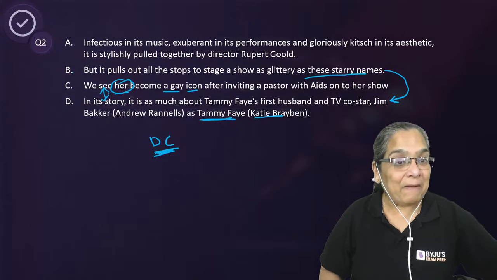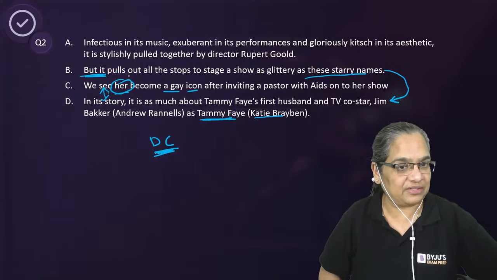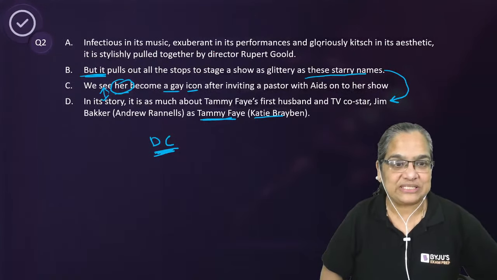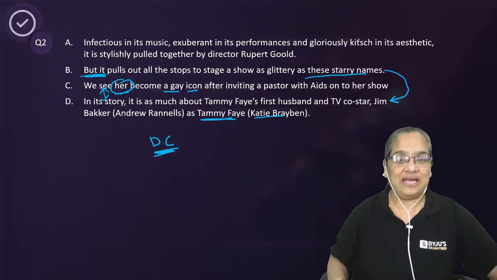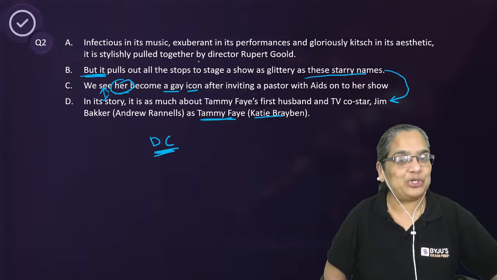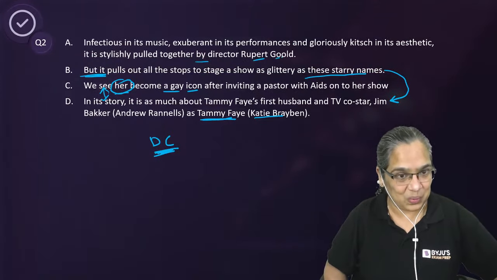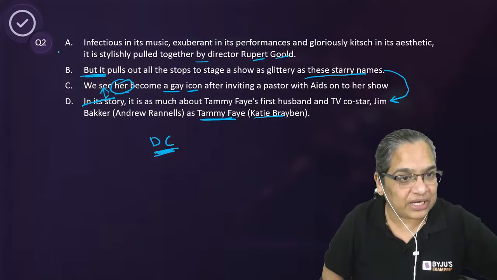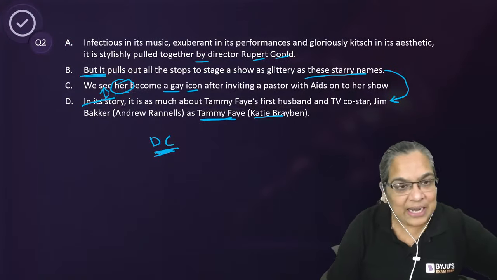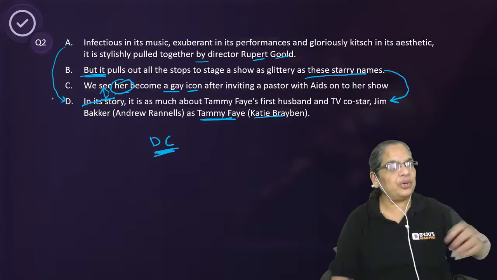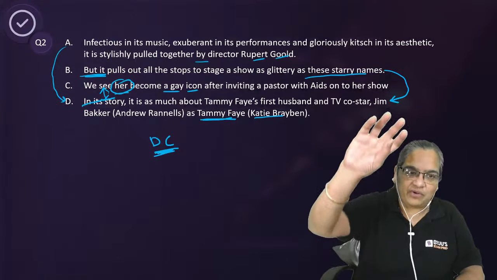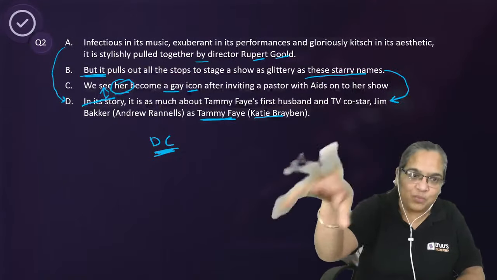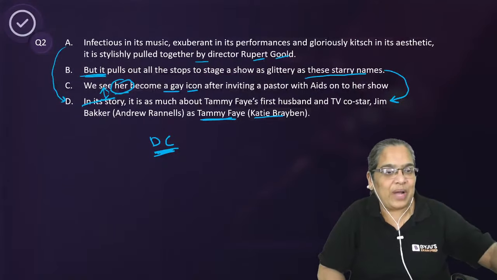Then, but it pulls out all stops. Infectious in its music, exuberant in its performances, and gloriously kitsch. Kitsch means cheap art. In its aesthetics, it is stylishly pulled together by director Rupert Gold. In its story, do you think AD will go together? A is talking about the director, so it must be a movie, and in its story, so you have AD.